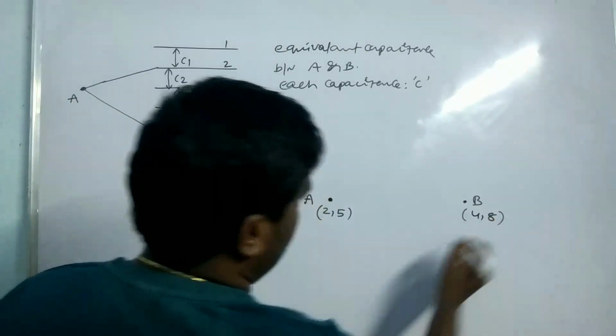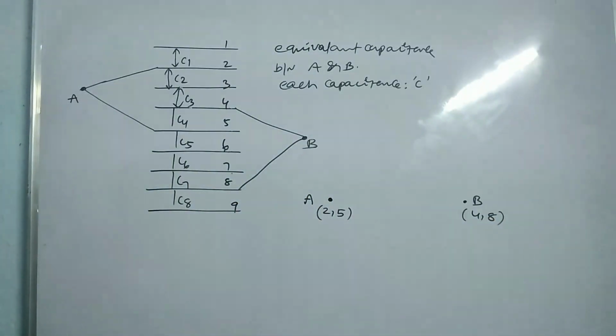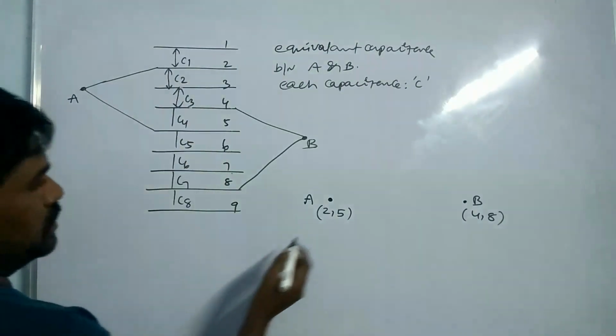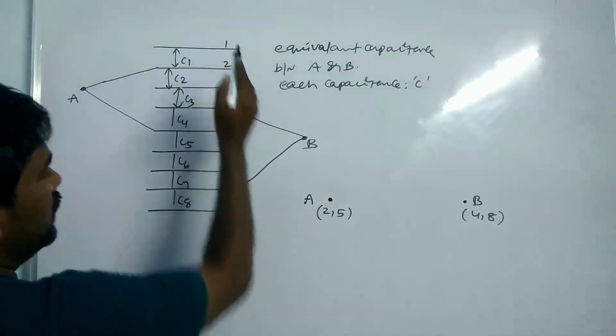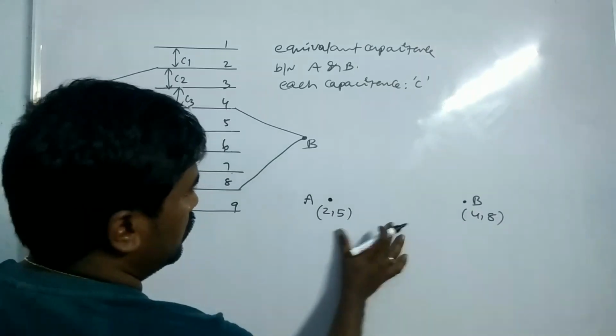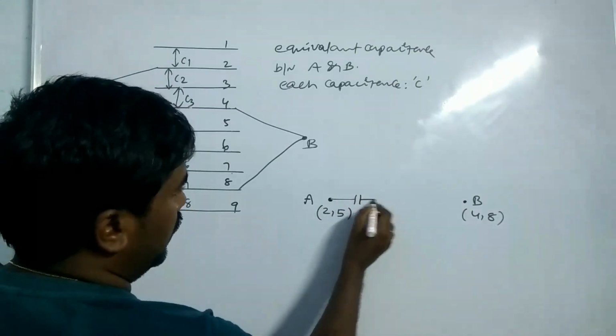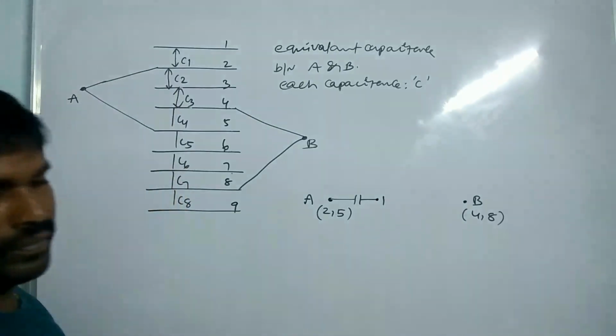Fourth and eighth plate. Okay. Now let's see the first capacitor, C1. C1 is connected between 1 and 2. Here there is no 1, there is a 2. So here you have to let there be a point 1.